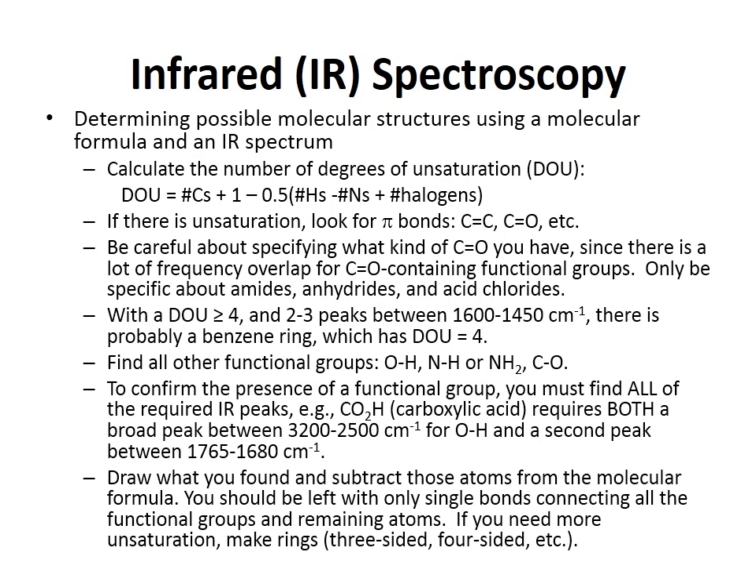Draw what you found and subtract those atoms from the molecular formula. You should be left with only single bonds connecting all the functional groups and remaining atoms. If you need more unsaturation, but you don't have any more pi bonds, then make rings, 3-sided, 4-sided, etc. So what you want to do is draw all the possible structures that fit the functional groups that were detected in the infrared spectrum and fit the DOU.